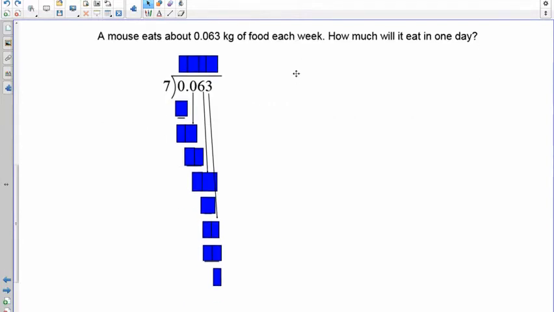Have you tried this one here? A mouse eats about 0.63 kilograms of food each week. How much will it eat in one day? So pause the recording and do this question. Okay, let's take a look. Again, I'm going to zoom in a little bit.